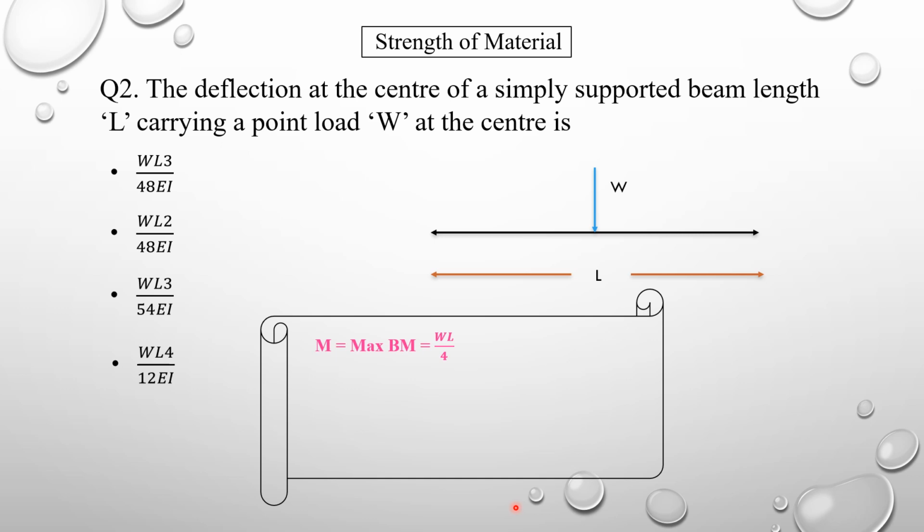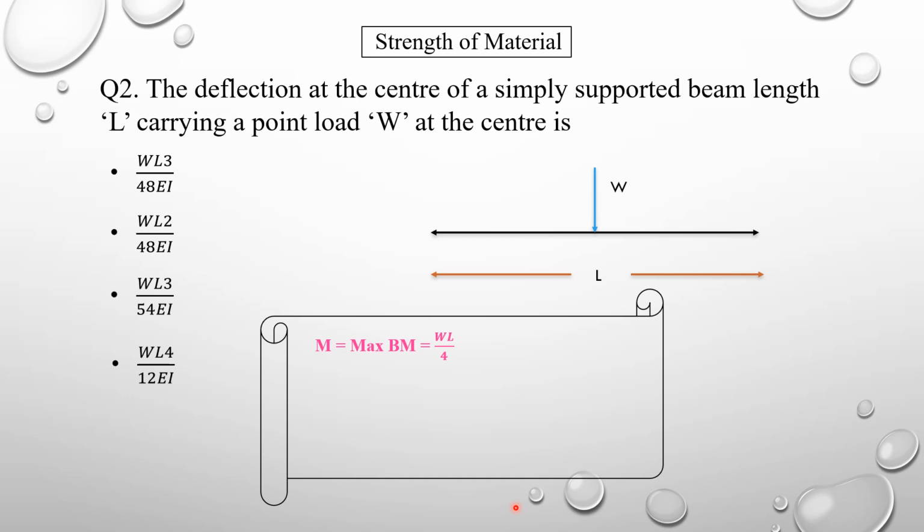Then the maximum bending moment for this simply supported beam with length L and point load W at its center is WL by 4. If you don't have any clue related to maximum bending moment or shear force, then you can check the mechanics playlist from my channel, or I will put the link in the description or in the comment section.